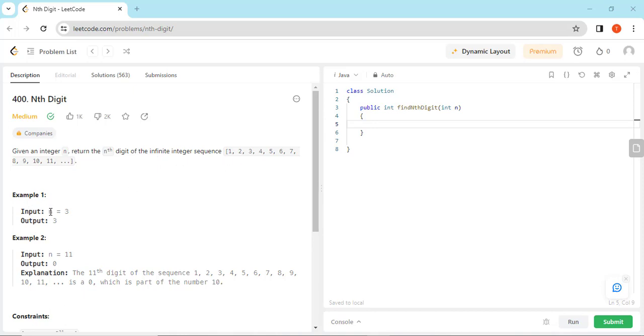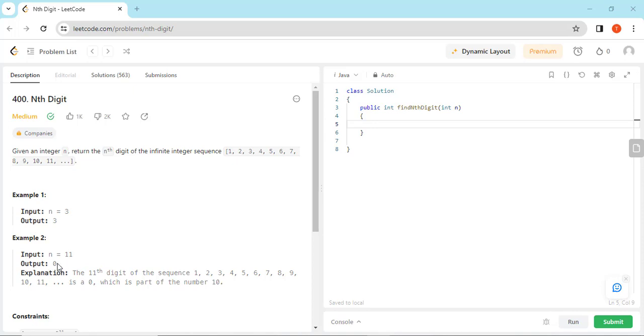Example 1. If the input value n is equal to 3, the third digit is 3. So 1, 2, 3 and the third digit is 3. And the next example is, if n value is 11, I need to find the 11th digit from the number 1 onwards. So here first digit, second, third, fourth, fifth, sixth, 7, 8, 9 and the 10th digit is 1 and the 11th digit is 0. So the output is 0.